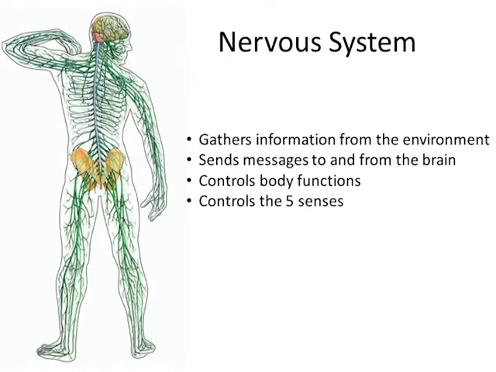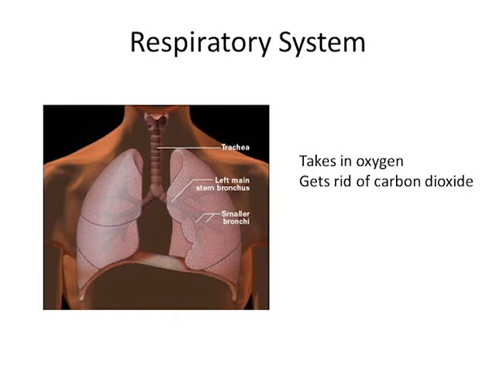Our nervous system. All right, so our nervous system is all about those messages coming in from the environment, getting processed in the brain, and then our nervous system tells us what to do with those messages. So it gathers information from our environment through our sense of touch, through our sense of hearing, through our sense of smell and taste and sight. Those messages go to our brain and controls what our body does. And our nervous system controls our 5 senses as well. Respiratory system.